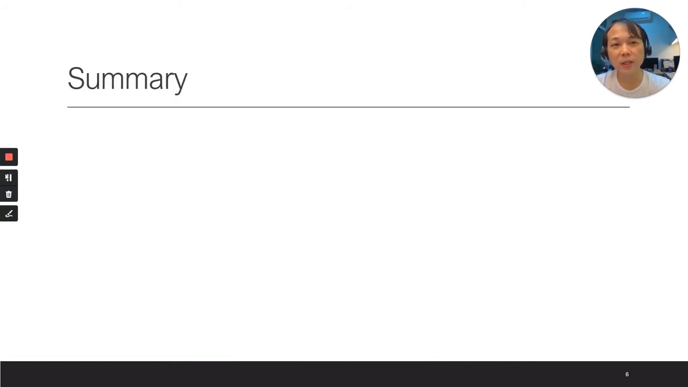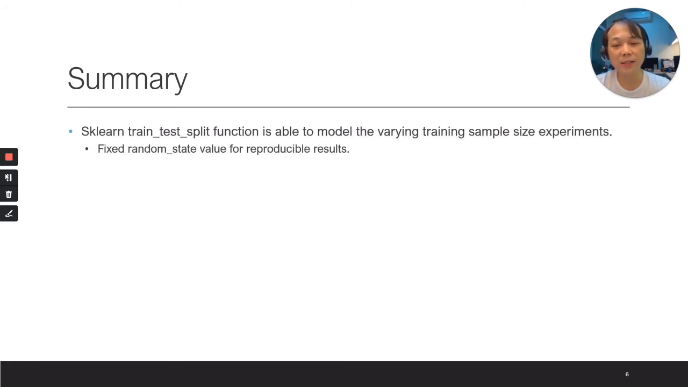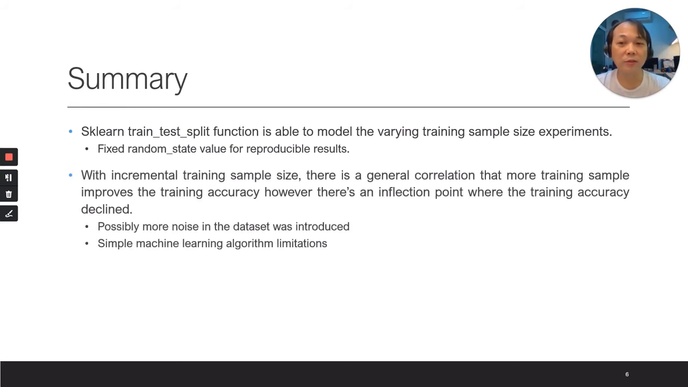So, in summary, for experiment 4, doing a simple validation, we were able to prove that the sklearn train test split function is able to model the experiment requirement, provided we fix on the random state value. With incremental training sample size, there is a general correlation that more training samples improve the training accuracy. However, there's an inflection point where the training accuracy declines.